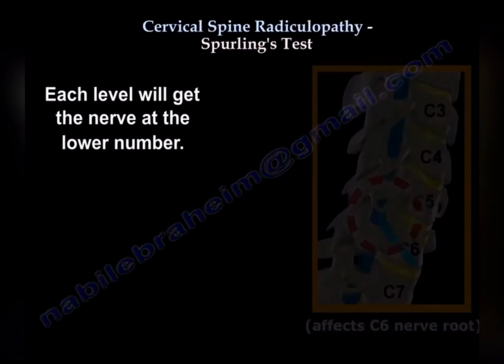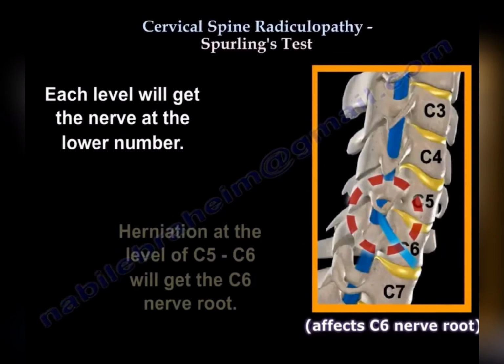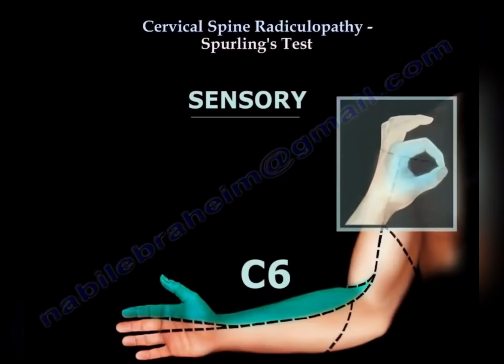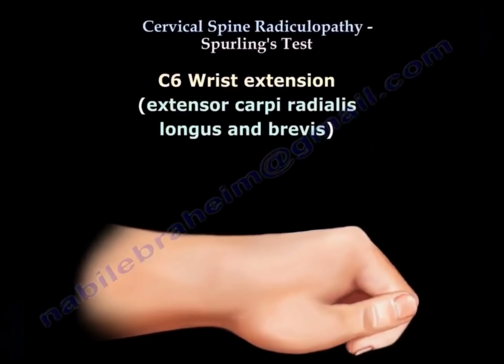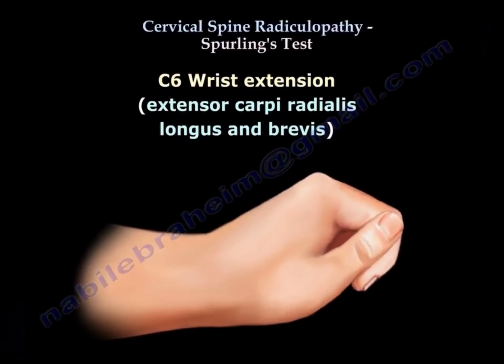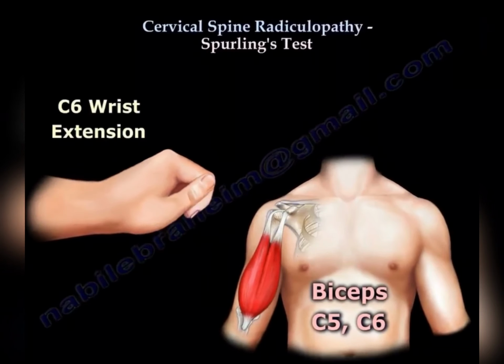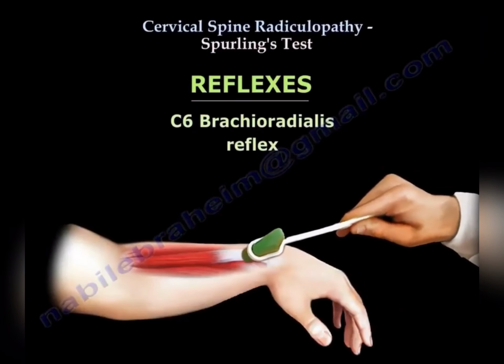So each level will affect the nerve at the lower number. For example, C5-C6 will affect the C6 nerve root. Here you can see the sensation affected, and it will also affect the wrist extension, which is C6. The biceps is really C5 and C6 together, but the wrist extension is probably the best for C6. The reflex will be the brachioradialis reflex.